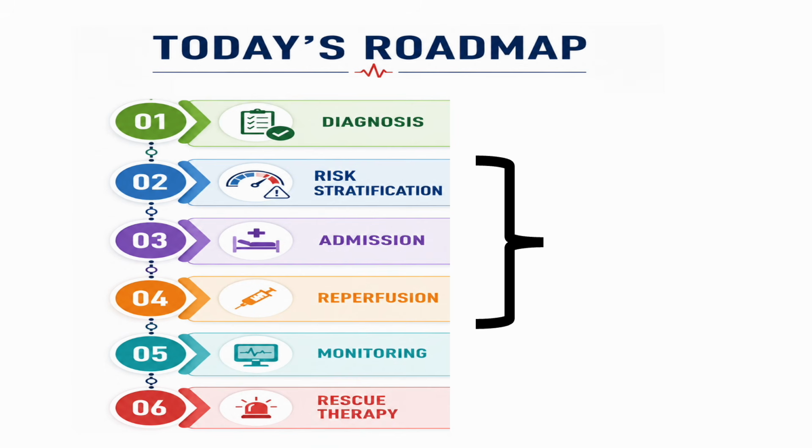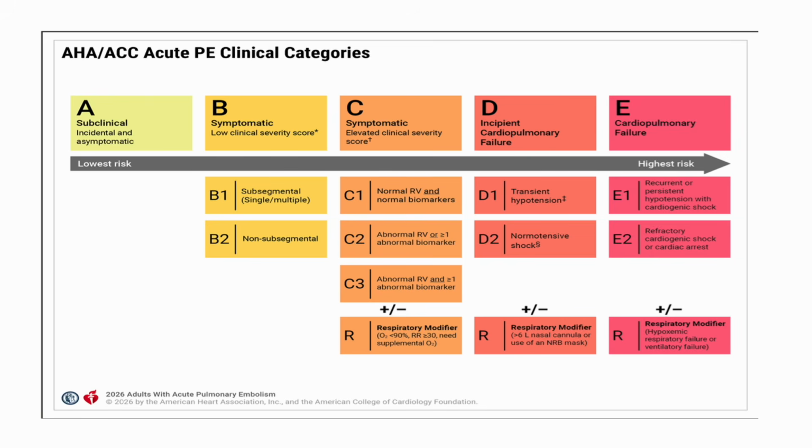So, today, after achieving the diagnosis and risk stratification, we have to take a call on admission strategy and on reperfusion. Now the most important flowchart, which is given in this guideline paper, comes into the picture: the acute PE clinical categories. This is the latest addition in managing pulmonary embolism, and it classifies patients into 5 categories, A to E, so that we can take a clinical call based on patient severity.